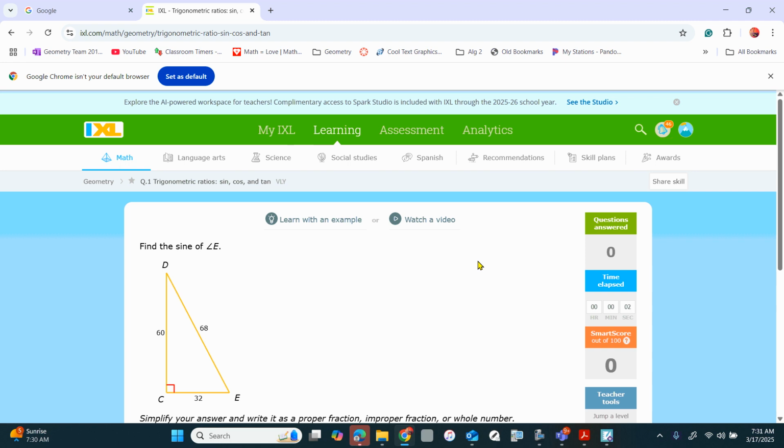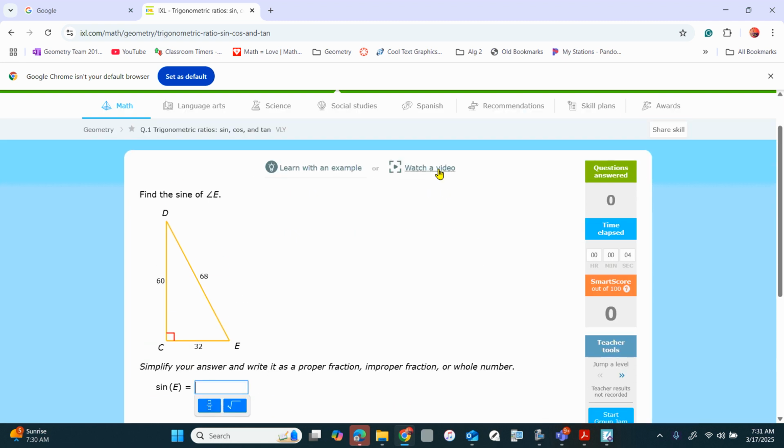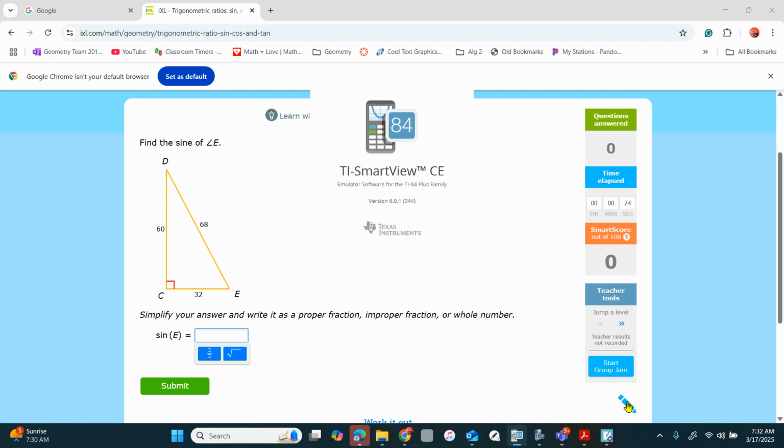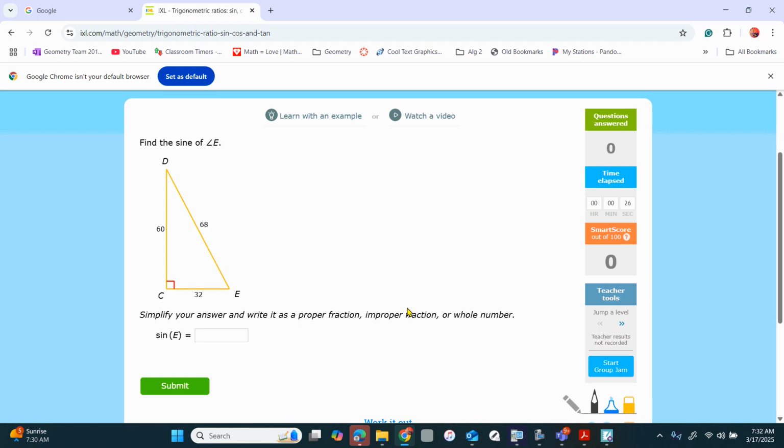Remember, as you're doing your skills, you can always use the video here to learn or with an example. And in here, they want you to simplify your answer, write as proper fraction or improper fraction or whole number. So these you will need to make sure you reduce. You could use your calculator for that. I know I don't have mine open, just to remind you how to do that. But I'm just going to use this tool here.